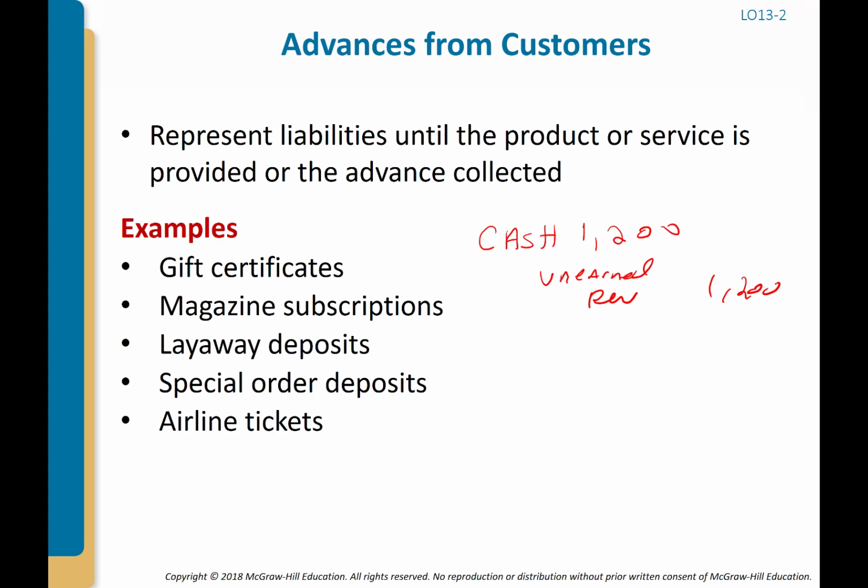Okay, now 1 month goes by. Have I earned any of that? 1 month goes by, so I'm going to do what? Debit unearned revenue for 100, right? And credit the revenue. We don't call it earned, right? We're past the stage where we have to call it earned revenue. We're big accountants now. We know we just call it revenue, right? Okay, good. Now, is that hard?